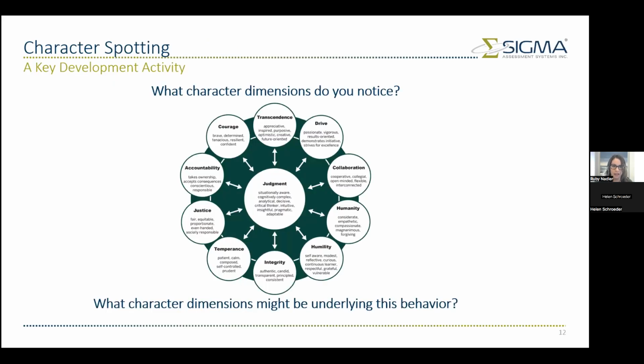So again, the practice that we just did a little bit of is called character spotting. I apologize, I didn't want to put the wheel on every picture. So I picked some really obvious ones, but you can use this framework and even print it out and just pay attention to the dimensions that you see throughout the day when you're interacting with other people. So this is the key starting practice to get more familiar with using leader character and thinking about it.